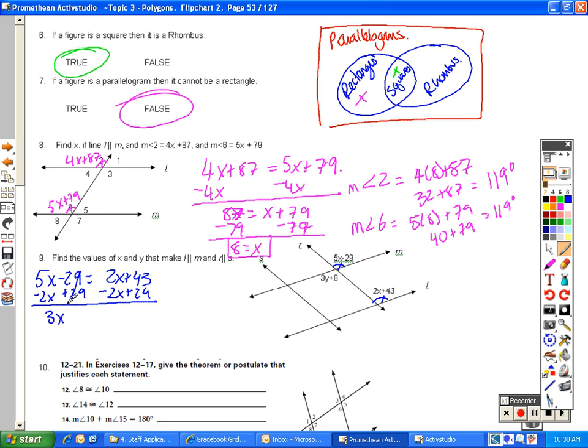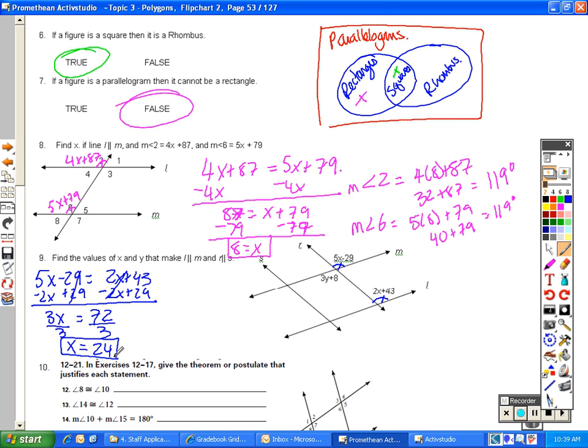The 29s have gone away. 2x minus 2x, they've gone away. 43 plus 29 is 72. Divide both sides by 3, and we get that x is 24. So if x equals 24, then these two lines will be parallel.